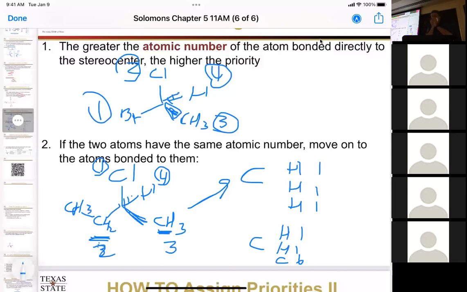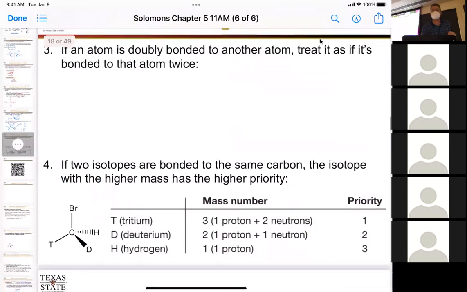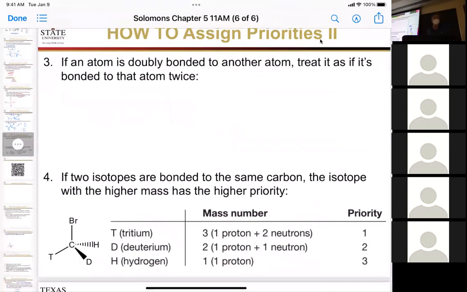Do we see what that second rule is saying? You go out until there's a difference. The one that has the higher atomic number in the difference is the higher priority. Okay. So the next rule is, what about double bonds? How do we count double bonds? Well, let me draw them. You count each bond to that atom.